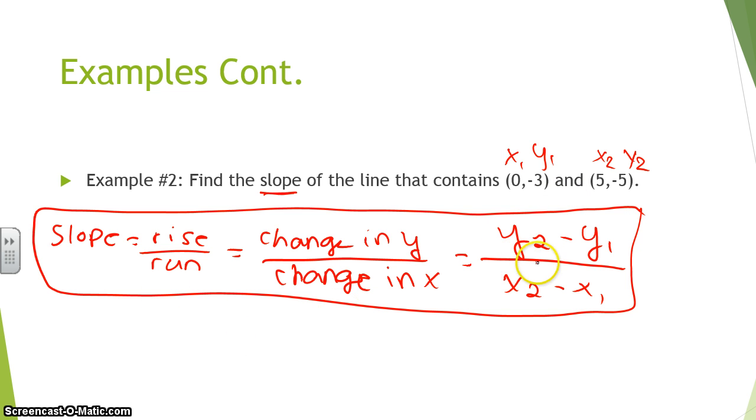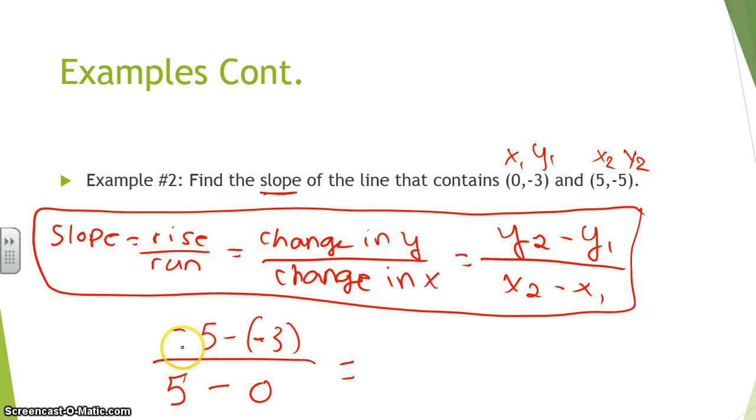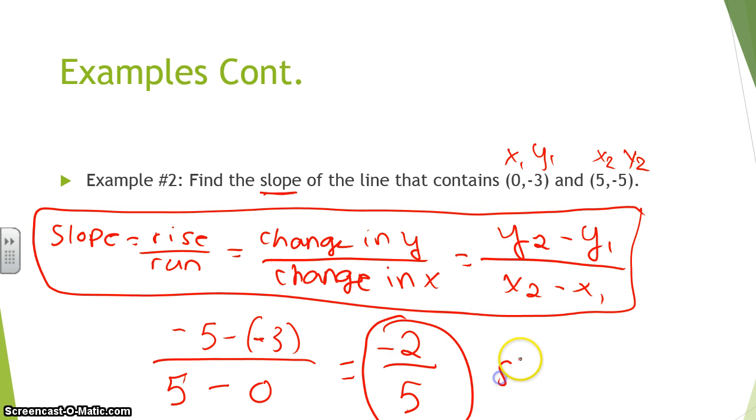So my y2 is negative 5 minus my y1, which is negative 3. In parentheses, put negative 3 so you don't get the double negatives mixed up here. Notice it is negative 5 minus a negative 3. x2 is 5 minus x1 is 0. So now, let's solve the top. Negative 5 minus negative 3 is going to give me a negative 2. 5 minus 0 is 5. So my slope of the line here is negative 2 over 5. This would be my slope.